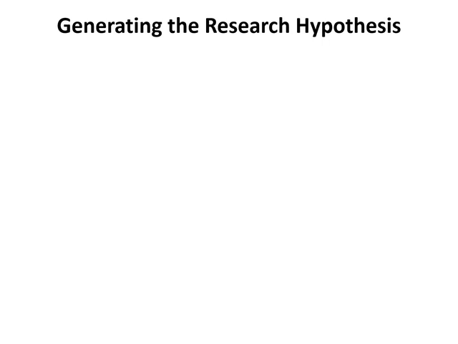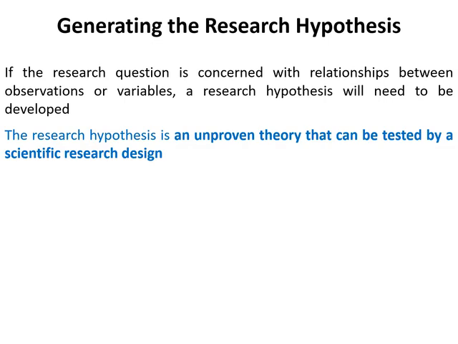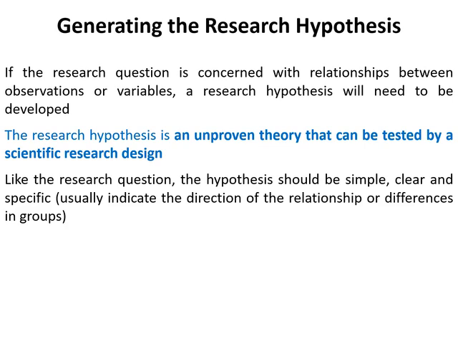If your study includes two or more groups that you want to find a difference or a relationship between, you should state a research hypothesis. The research hypothesis is an unproven theory that needs to be tested during your research study design. That means you will assume a finding and then test it to find out if it is true or not. Like a research problem, it should be simple, clear, and specific, and it usually identifies the direction or the relationship between the groups.